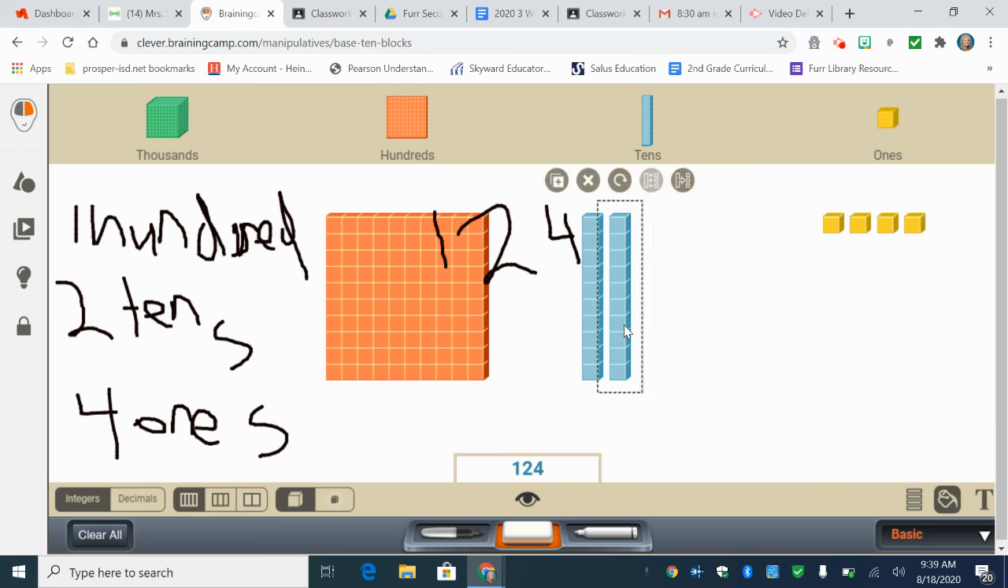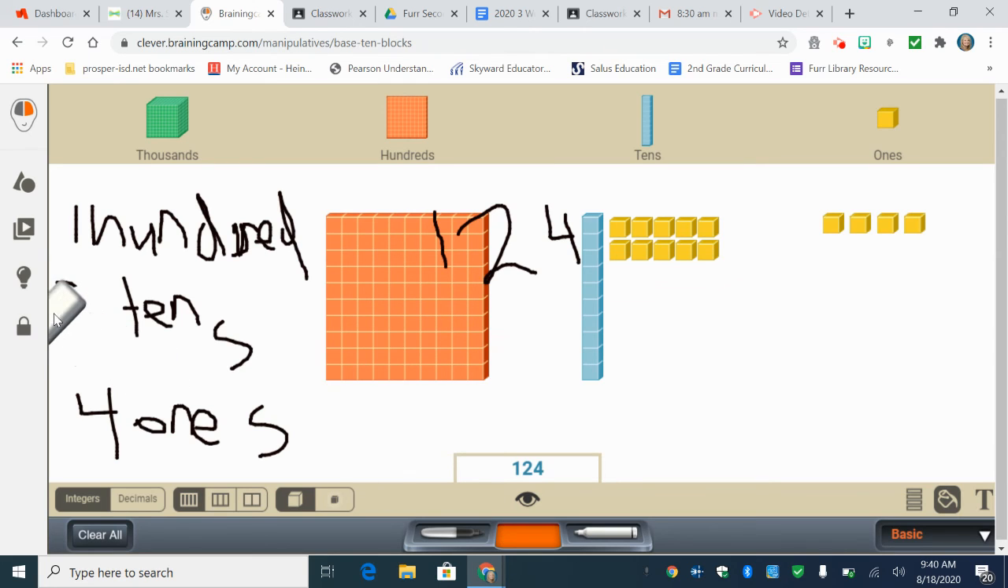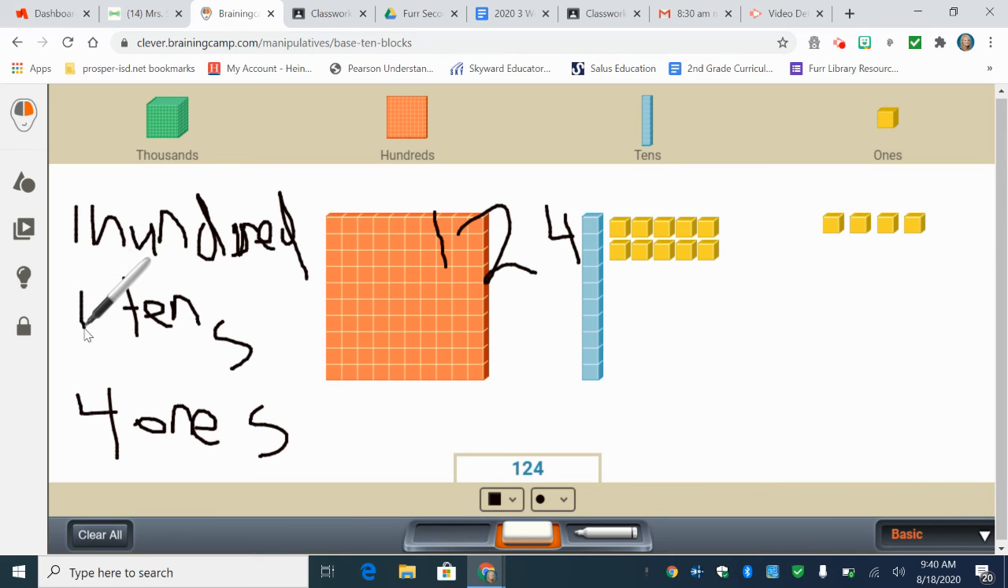I could break up my tens. And I could have 100, 110. I would change this. 110. And now I have 10, 11, 12, 13, 14 ones. That would be a non-standard way to make that number.